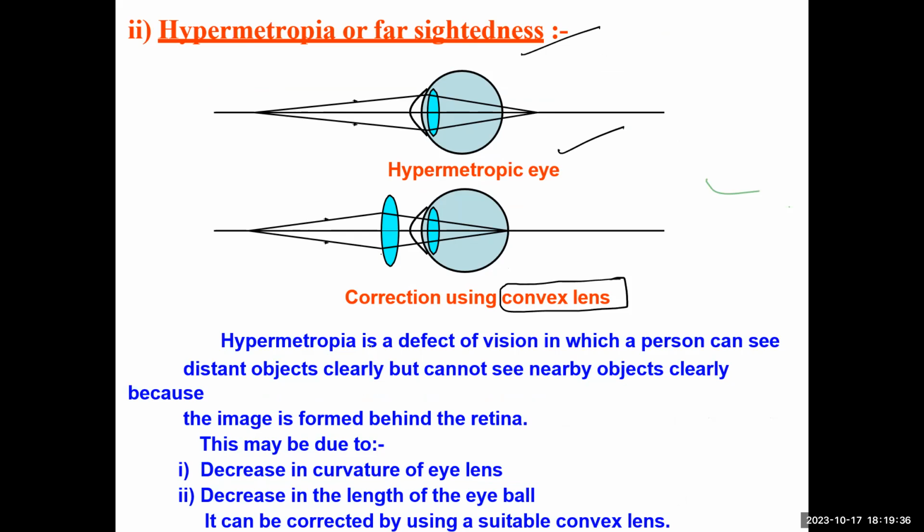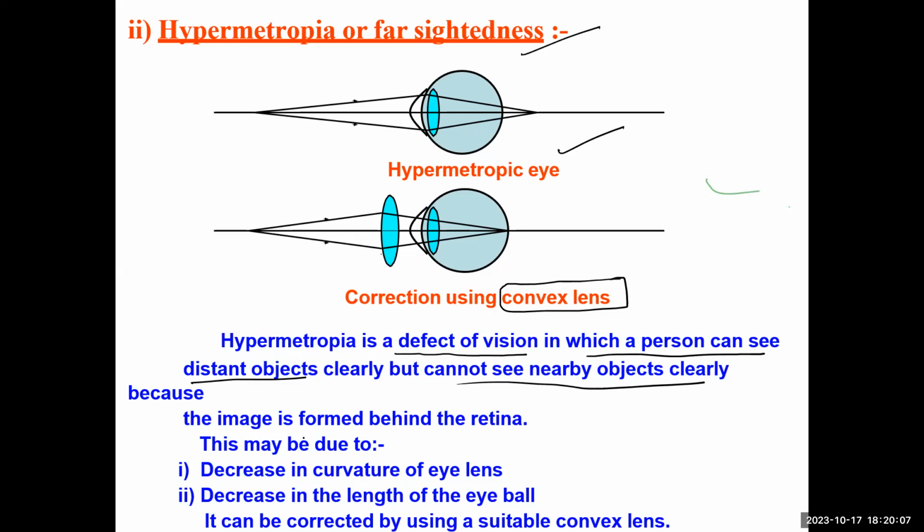Now let us study hypermetropia. Hypermetropia is a defect of vision in which a person can see only distant objects clearly, but cannot see nearby objects. It is exactly opposite of myopia. In myopia, nearby objects can be seen, but farther objects cannot be seen. But in hypermetropia, distant objects can be seen, whereas nearer objects cannot be seen. Now, why does it happen?